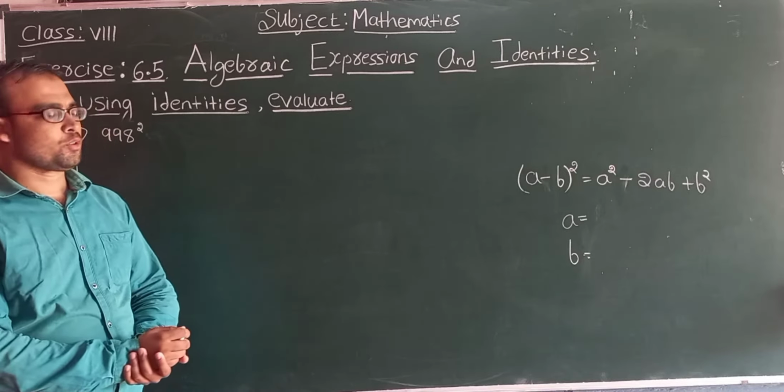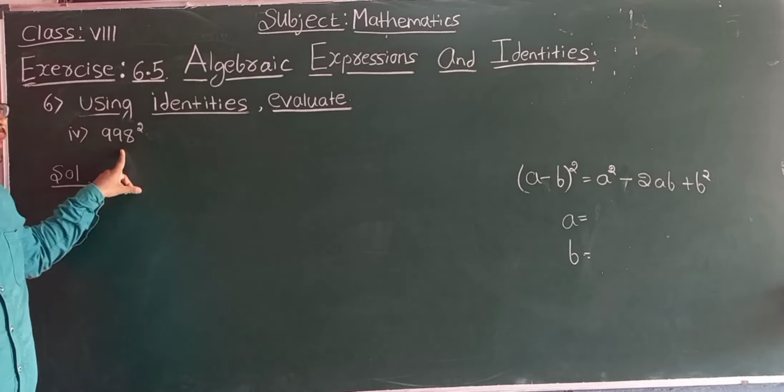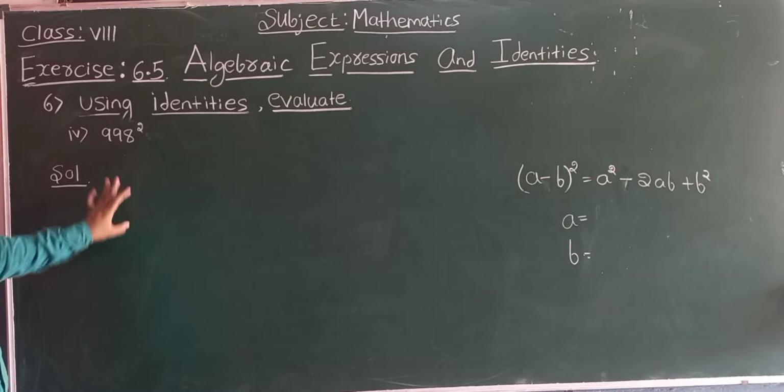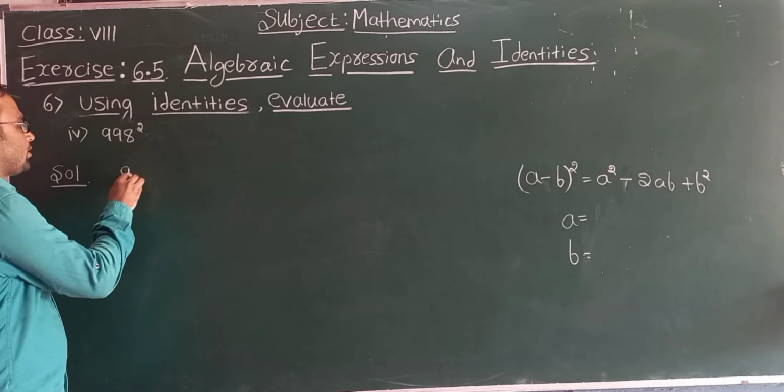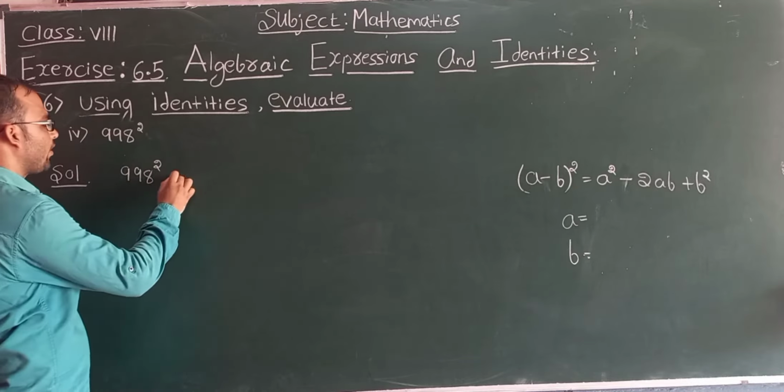Let's now solve the fourth question. Here they have given 998. We need to find the value of this using identity. So students, this can be written in the form of (a minus b) whole square. Just look here.